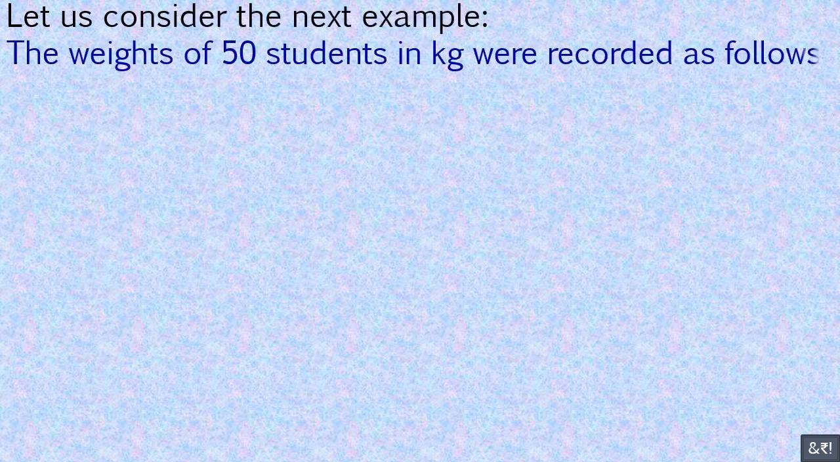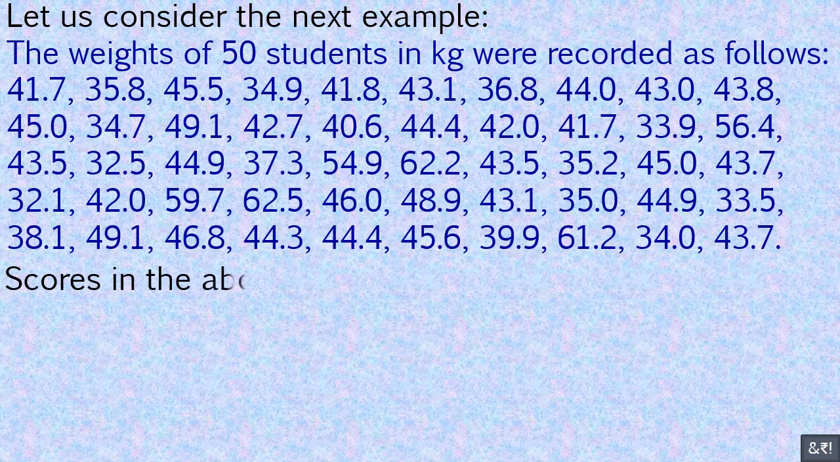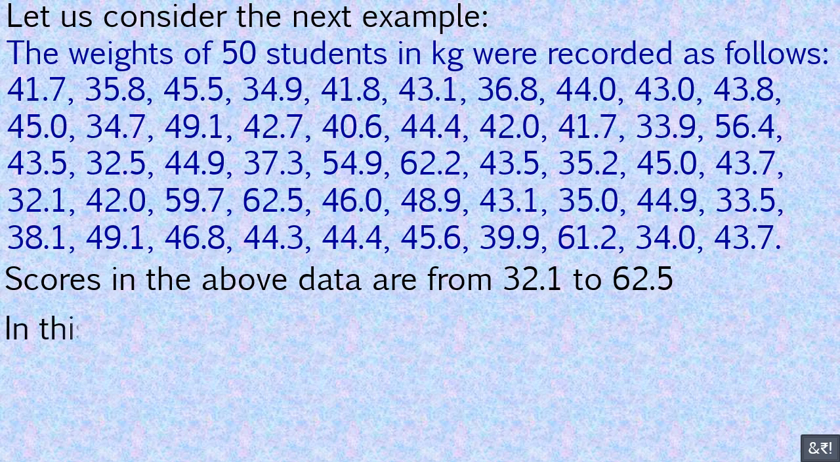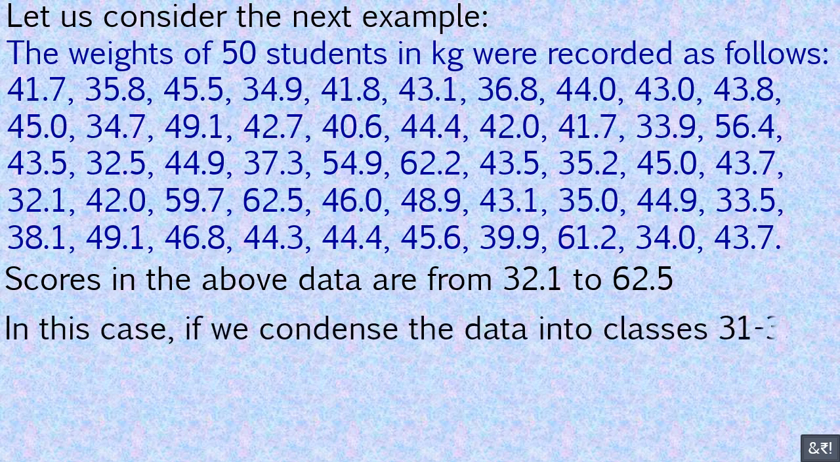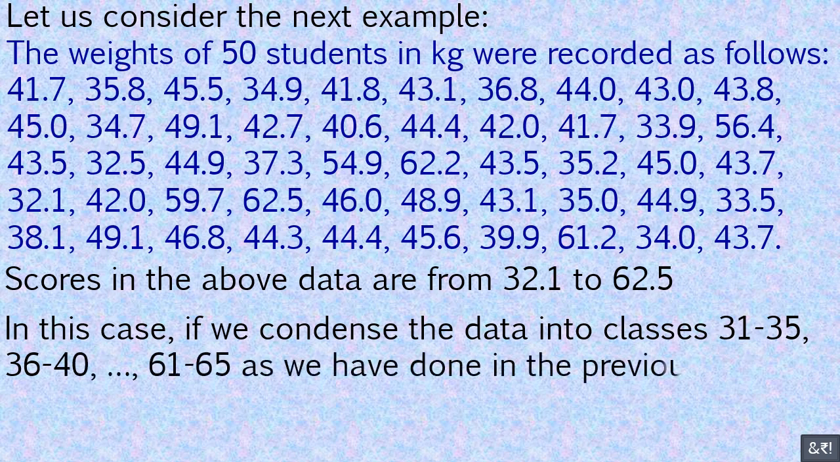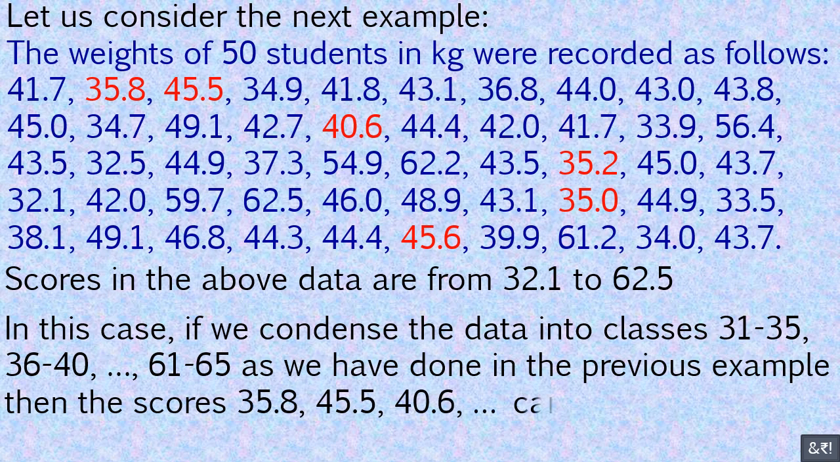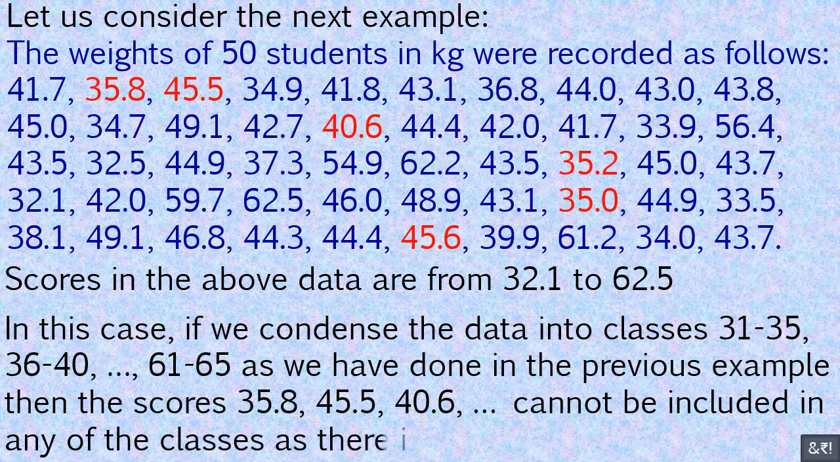The weights of 50 students in kg were recorded as follows. Scores in the above data are from 32.1 to 62.5. In this case, if we condense the data into classes 31 to 35, 36 to 40, etc., up to 61 to 65 as we have done in the previous example, then the scores 35.8, 45.5, 40.6, etc. cannot be included in any of the classes as there is a gap between classes.